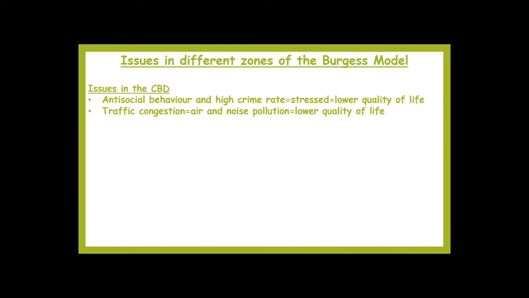There's also a lot of traffic congestion in the CBD. People coming back and forth to their high-paid jobs every day. That's going to cause air and noise pollution. It's going to lower your quality of life.